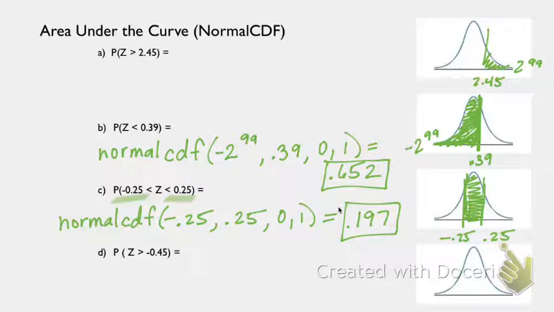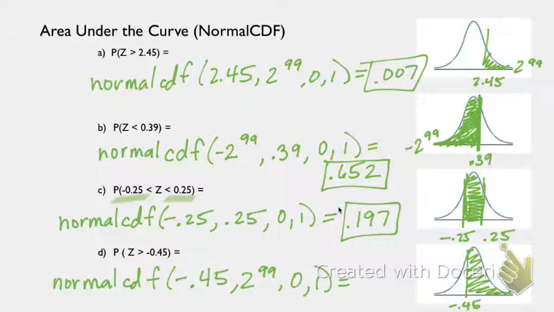Okay, then I want you to try part D. So what did you get for part D? 0.67. Does that make sense? Because is it more than half that you've shaded? Yeah. So lower bound would be negative 0.45 and then 2 to the 99.